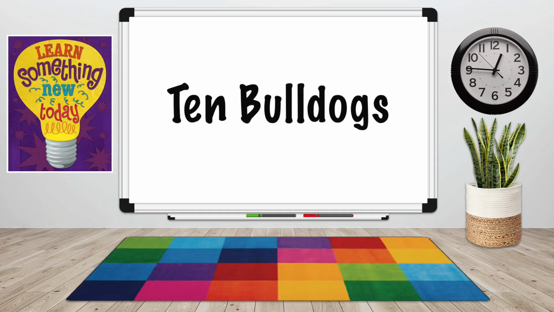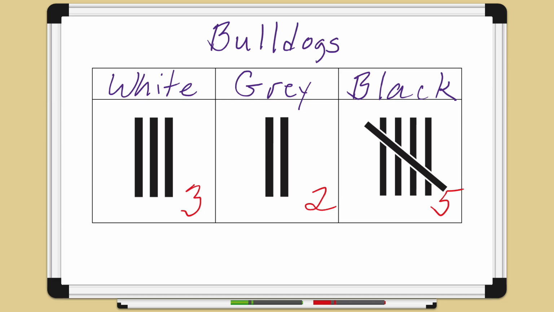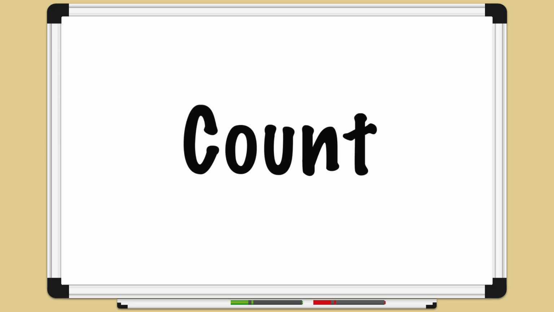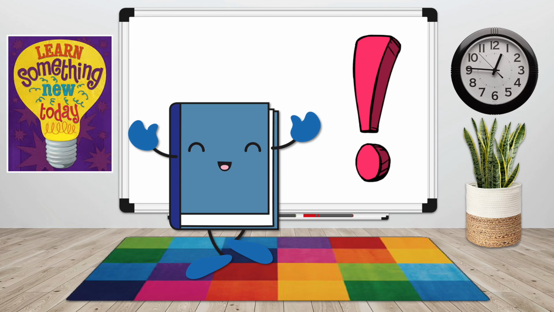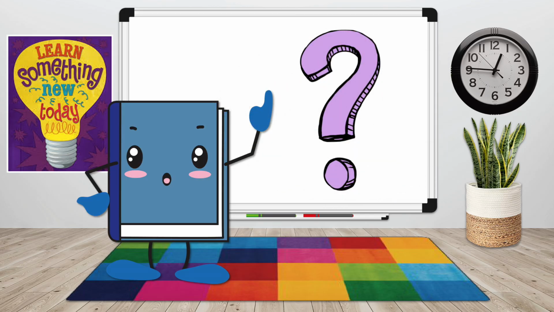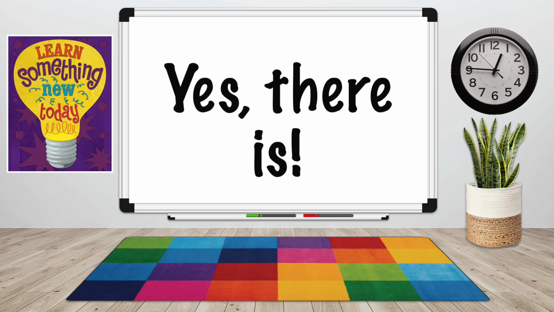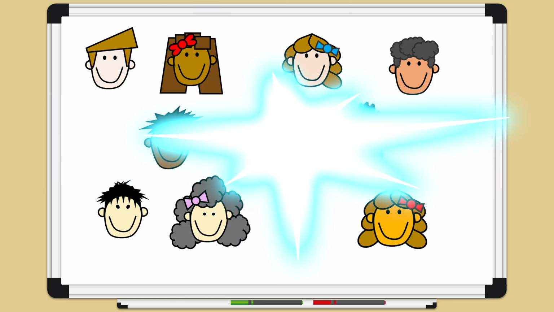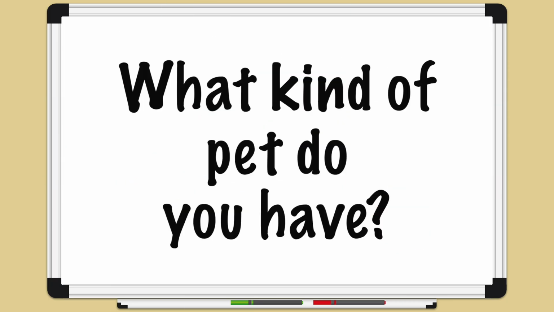With data like this in a chart, we can do all kinds of things like total, compare, and count. "Wow," says Baxter, "that's cool." He wonders, is there another way to get data? Well, Baxter, yes there is. We can ask questions. Suppose we ask a group of 10 students what kind of pet each one has.